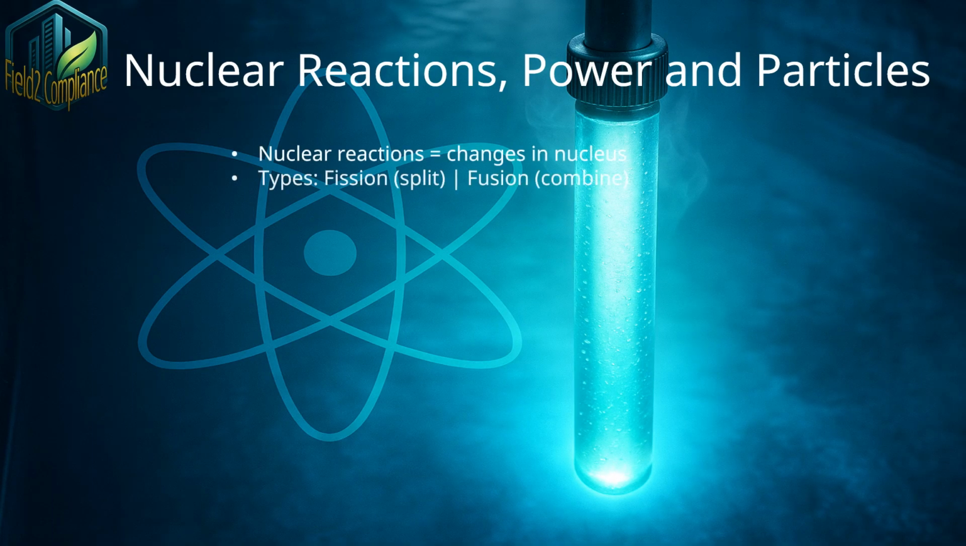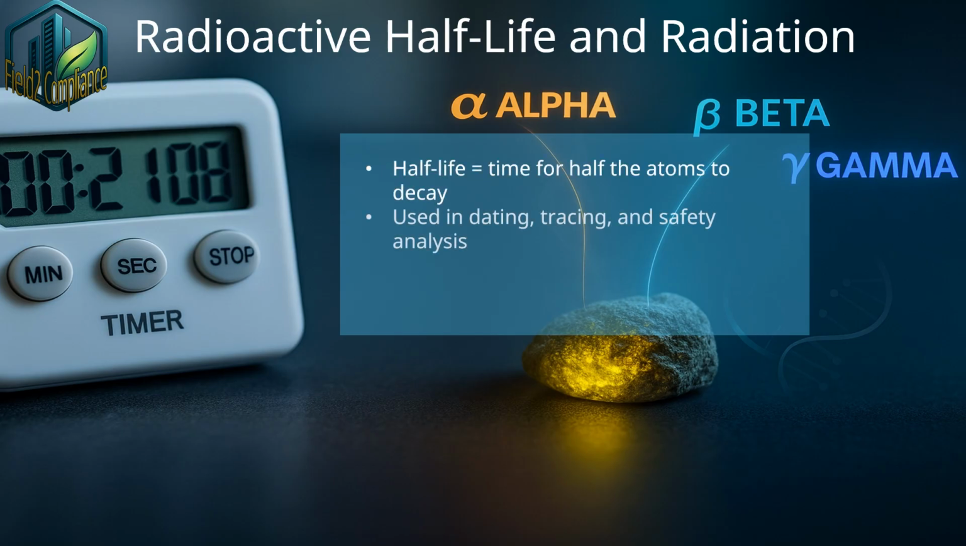Nuclear reactions happen in the atom's core, releasing huge amounts of energy. Unlike chemical reactions that rearrange electrons, these split or fuse nuclei. The result? Radiation, heat, and new elements. Half-life is how long it takes half of a radioactive sample to decay. Understanding decay helps in nuclear safety, medical imaging, and environmental monitoring, all relevant to safety science.